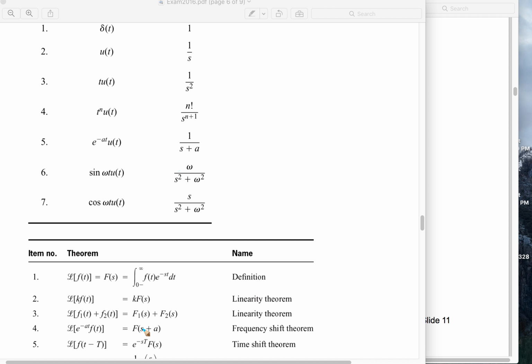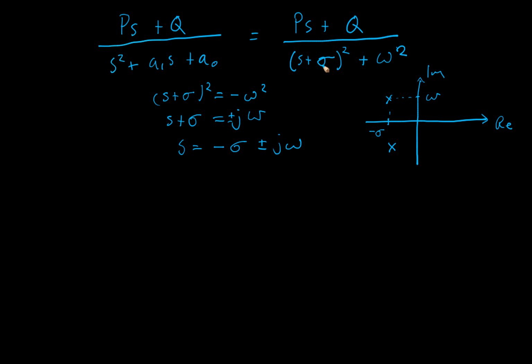So if I have now F of s plus a, then the inverse Laplace transform of that is going to be e to the minus at times f of t. So what would be the inverse Laplace transform here if it was just F of s? It allows us to convert from something that has the form F of s plus a to something that has the form just F of s. And so here, if we think replacing s with s plus a, we're going to get it with sigma instead of a, we're going to get this kind of form.